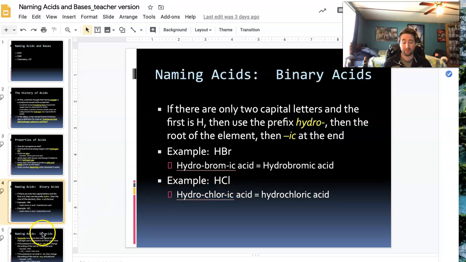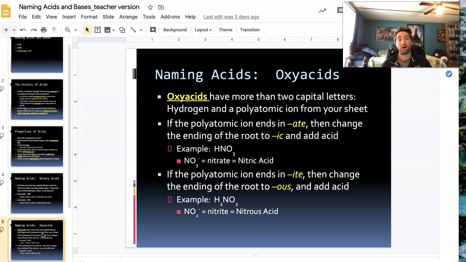Okay, so let's talk about the next one. Let's talk about these things called oxyacids. So the first one is called binary acids. The second one is called an oxyacid. And an oxyacid is going to have more than two capital letters. So the first one is still going to be hydrogen, but then the next part of it is going to be like a polyatomic ion from that sheet.